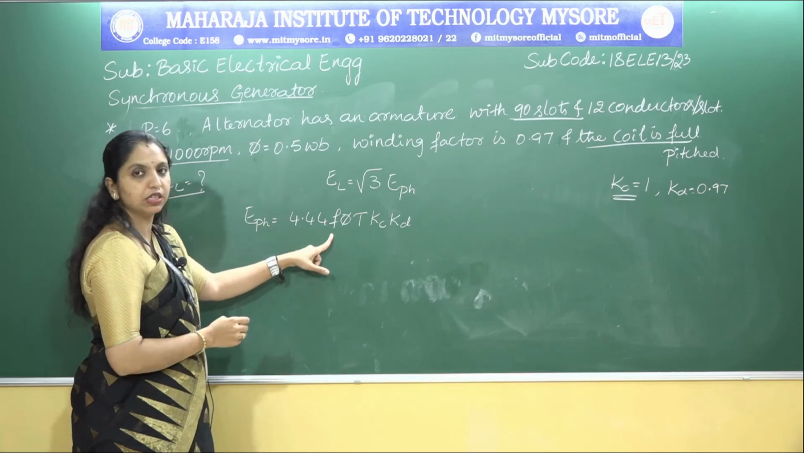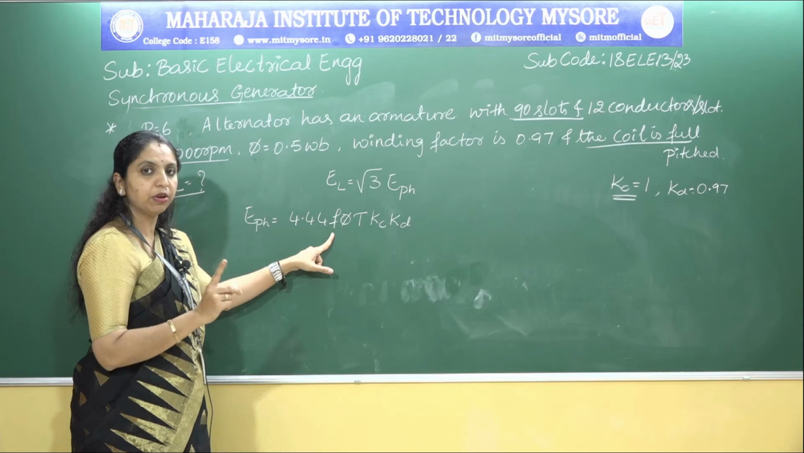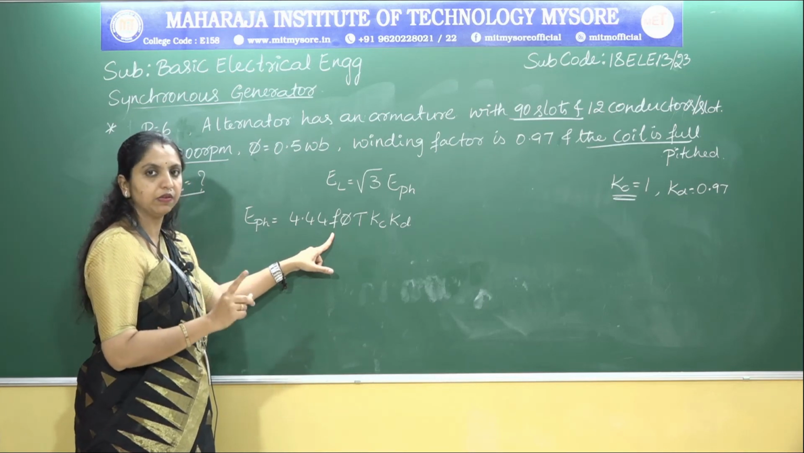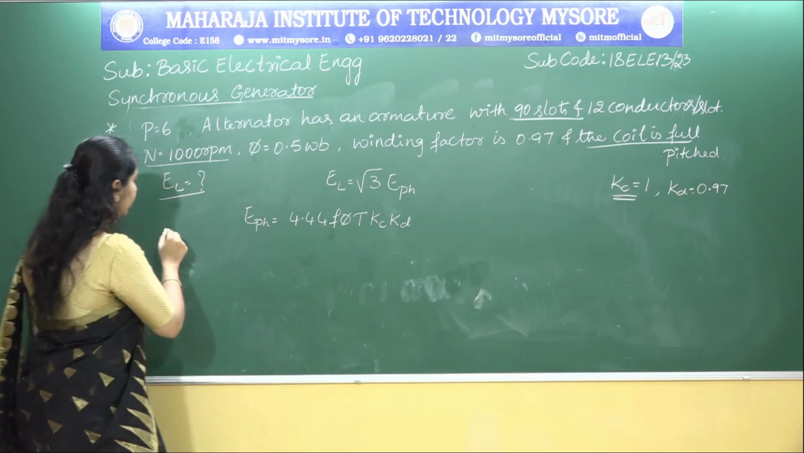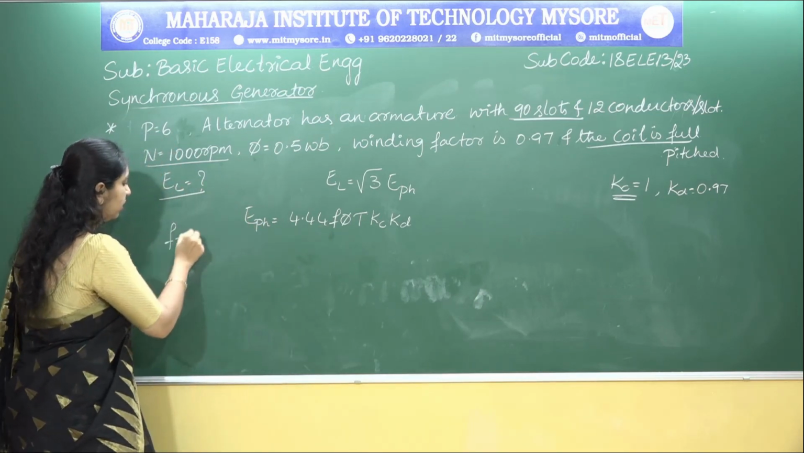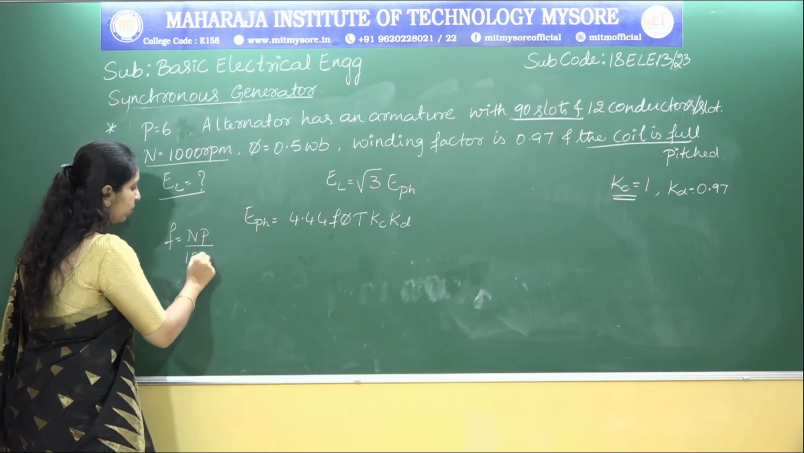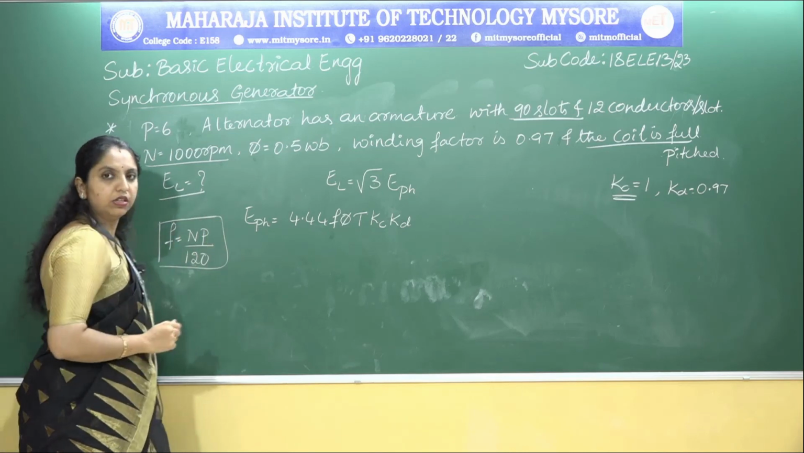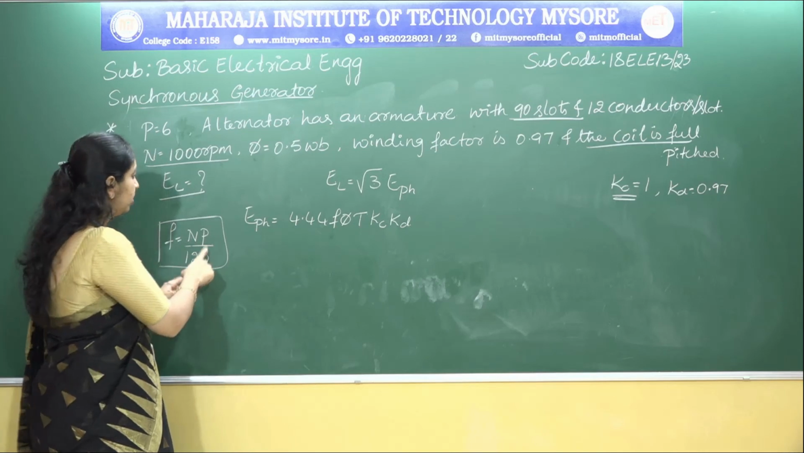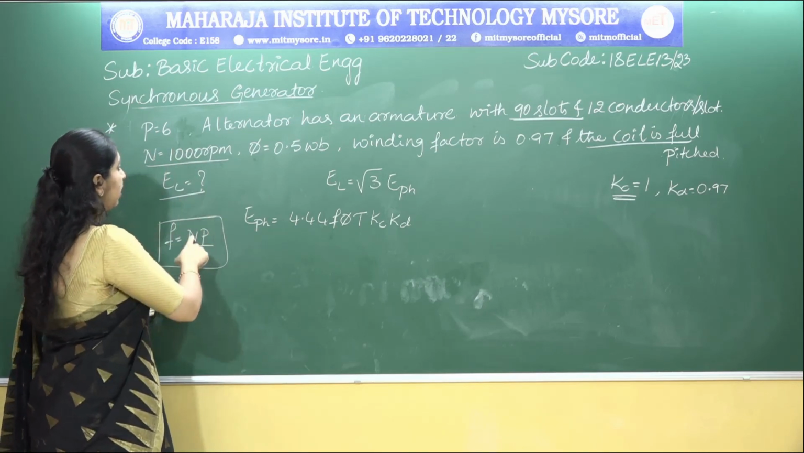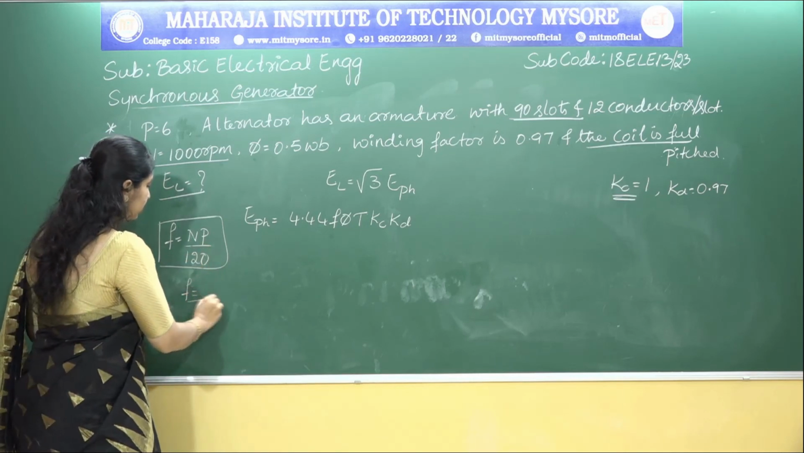Look at the problem, frequency is not given here. How do we find the frequency? Remember, in some problems the frequency value will be given, but in this problem the frequency value is not given. When frequency is not given, you can find it using the expression we have already derived in the same session, f is equal to NP divided by 120. So what is the value of P? P is equal to 6 and N is equal to 1000. Substitute these values, and you will get the value of frequency.